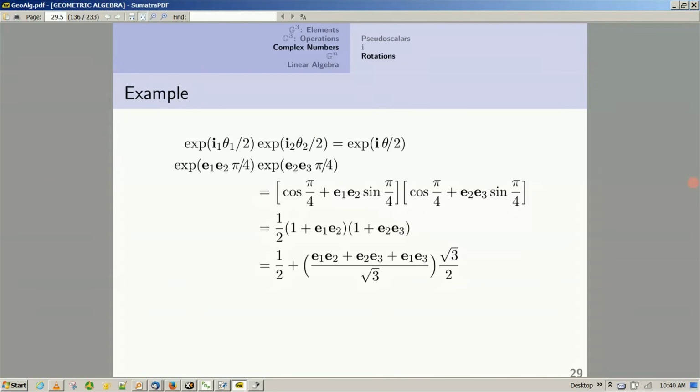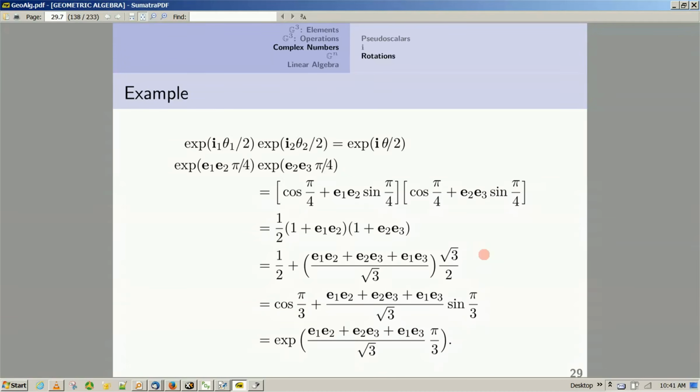Now I want a unit pseudoscalar. I have a bivector here. e1 e2, for example, is e1 e2 times 1. This is a bivector. Since I want a unit bivector, I'll divide by square root of 2, square root of 3, and I'll compensate. That's this. And once again, I have an exponential. This is the exponential representing the composition of the two rotations. On the next slide, we'll interpret it geometrically.